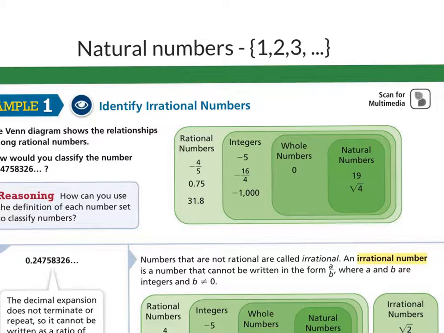And as you'll notice as we go along, we're getting into smaller and smaller groups. Okay, integers, less numbers that are integers than rational numbers. Whole numbers, less things that are whole numbers than integers. And then natural numbers, only difference is the zero, but less than there are whole numbers.